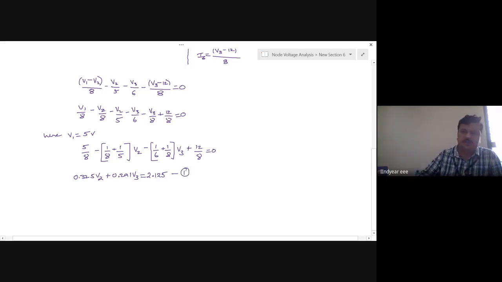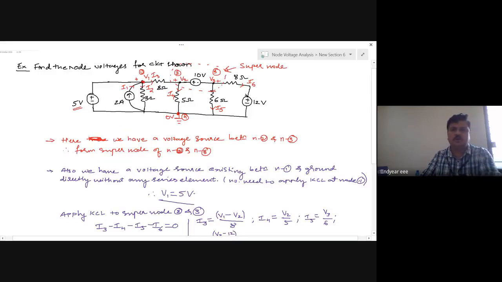Okay. Now I have written the equation for super node here. There is no other node remaining because I need not apply KCL to node 1. Because node 1 voltage is already known, a voltage source is directly connected across node 1 and ground. So therefore V1 is 5 volts. So here super node I have applied. Now I have to take the voltage relation. That's it.